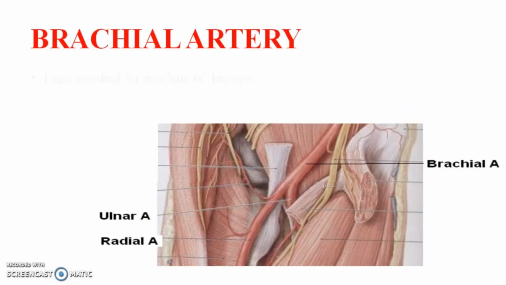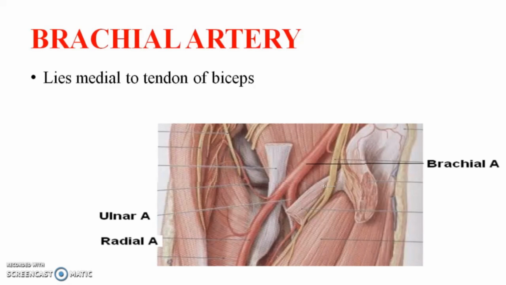Now talking about artery, we have the brachial artery, and this lies medial to the tendon of biceps. So we are seeing the second medial structure: the first structure is the median nerve and the second one is the brachial artery. And about the brachial artery we have discussed earlier.